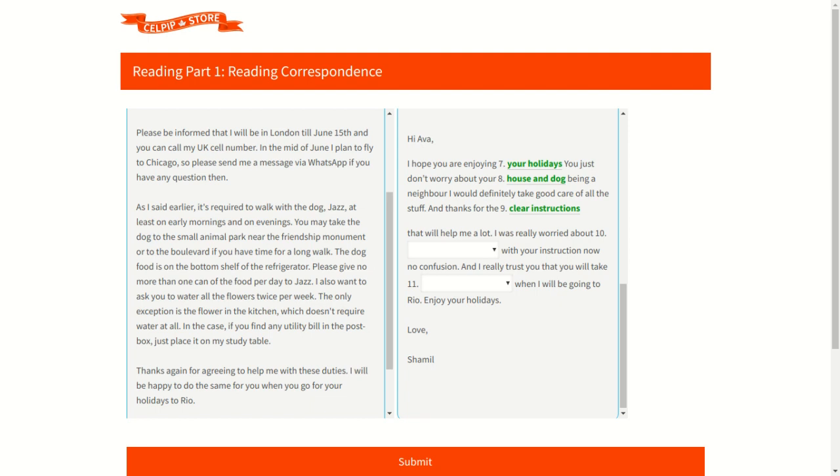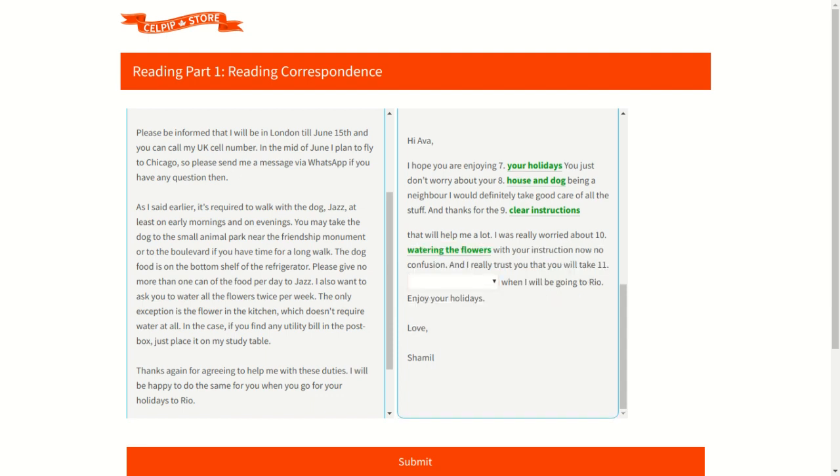Our 10th question is, that will help me a lot. I was really worried about, we have 4 options. Number 1, watering the flowers. Number 2, watering the garden. Number 3, watering the trees. And number 4, manuring the flowers. According to the given options, option number 1 is correct, that is watering the flowers, because Ava is much worried about watering the plants, which need to be watered twice per week. So, our first option is correct.